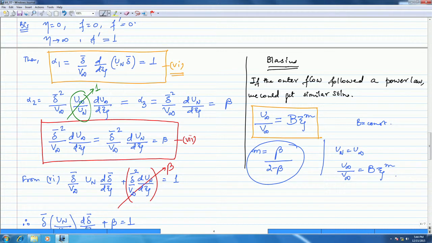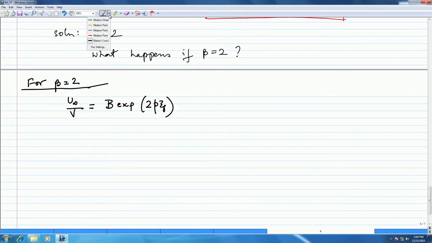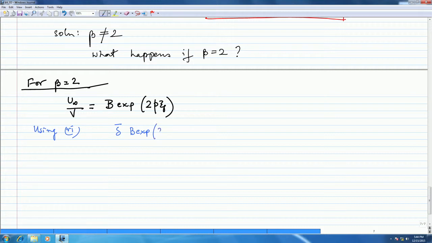Now we have got an expression for u infinity, and this is un, and we have the expression given in 6. So using 6, what we get is b delta bar exponential 2p zeta, d delta bar dz, is equal to 1 minus beta.